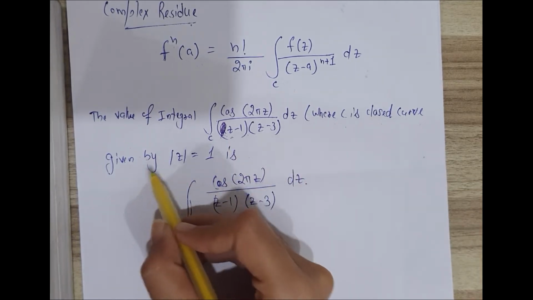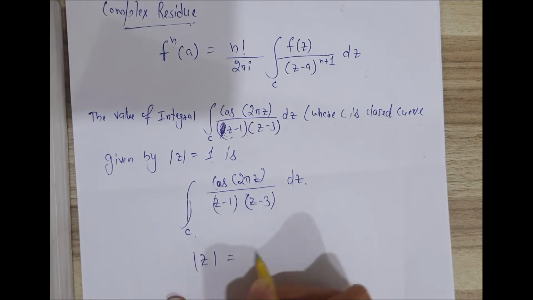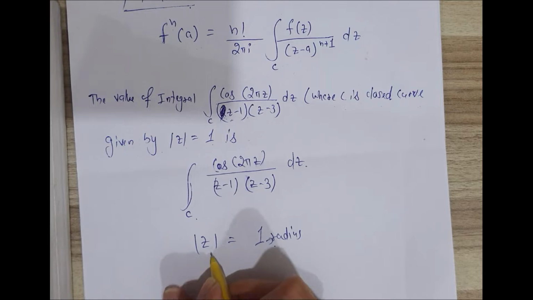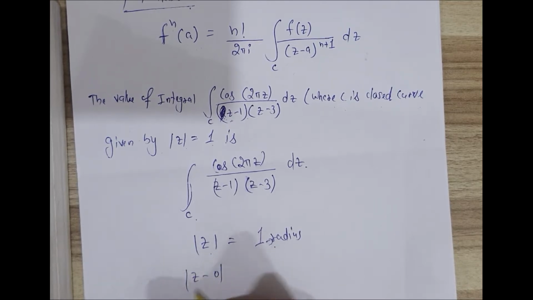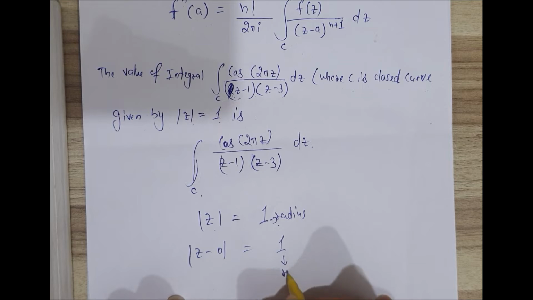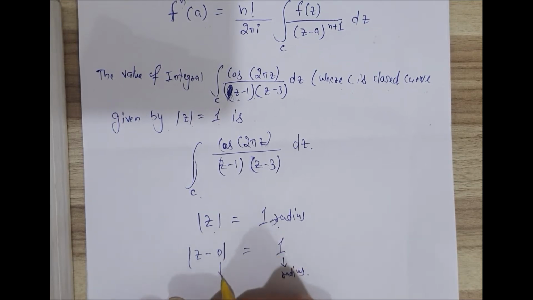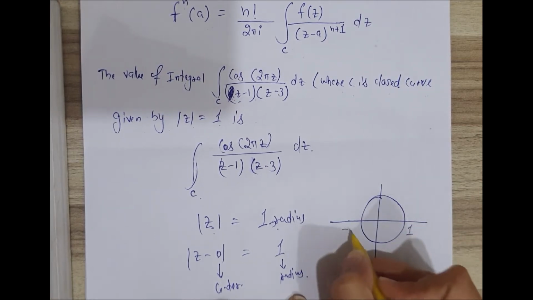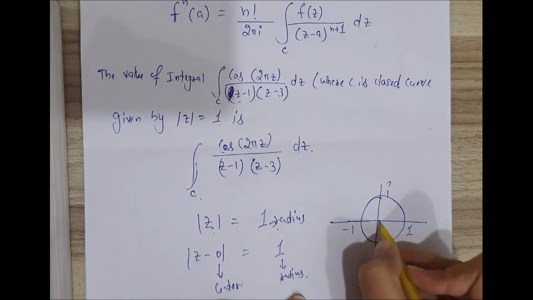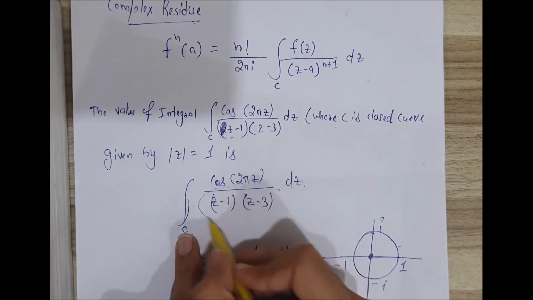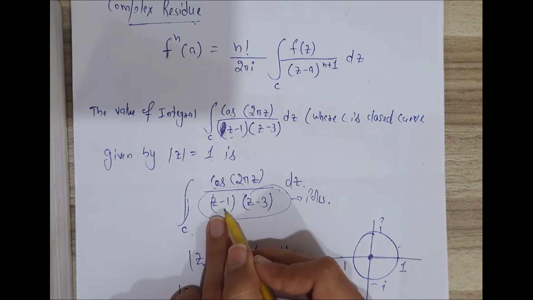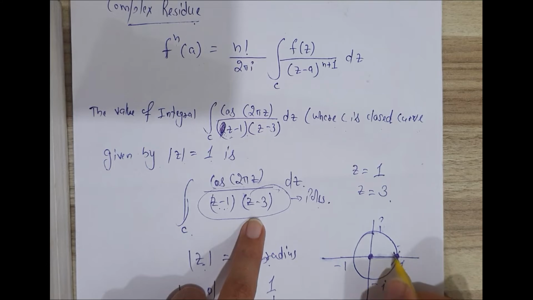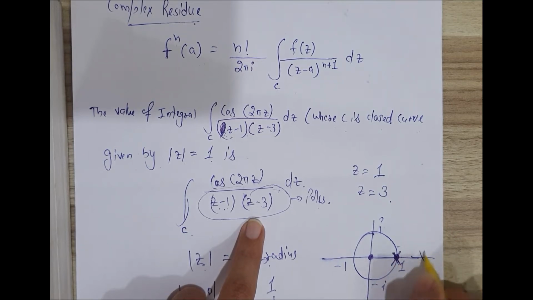Where C is the closed curve given by |z| = 1. |z| = 1 means this is the radius, and this is the center. The center is 0. How do we plot it? This is 1, this is minus 1, this is iota, this is minus iota, and 1 is the radius. Now these are called poles. Now see where they lie. The first pole lies at z equal to 1 and the second lies at z equal to 3. It means the first pole is at 1 and the second pole is at 3.